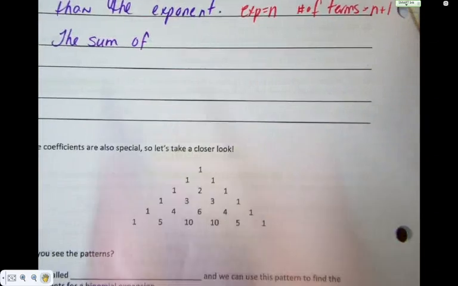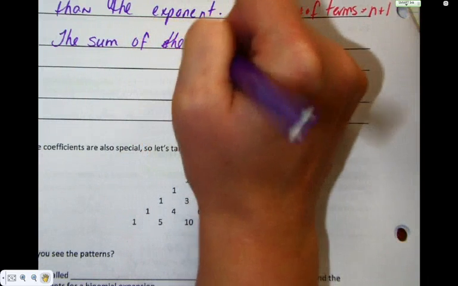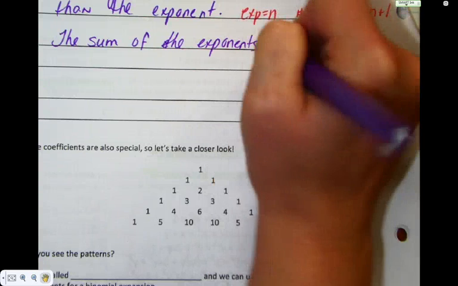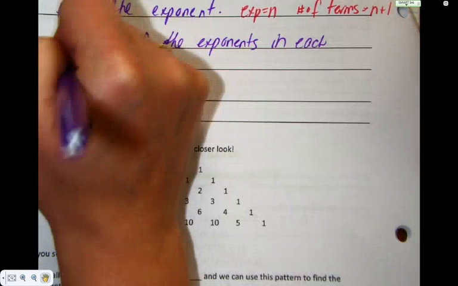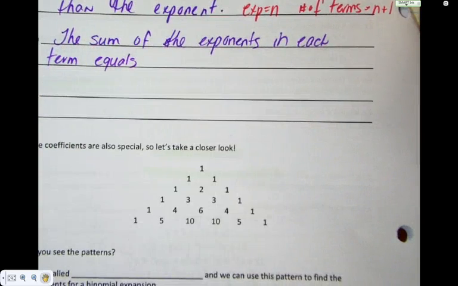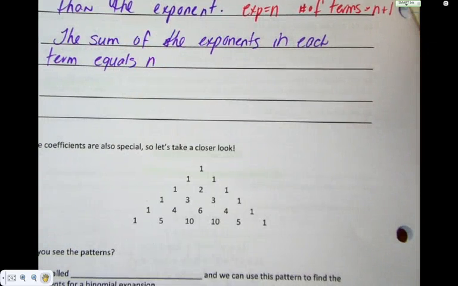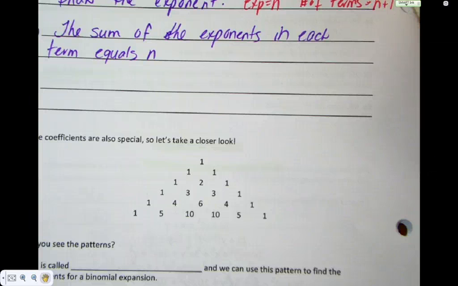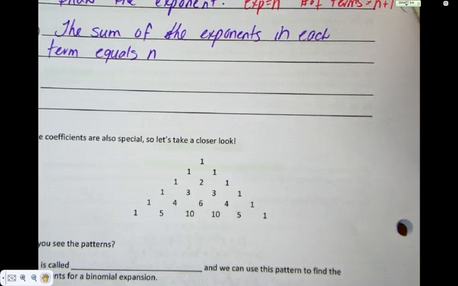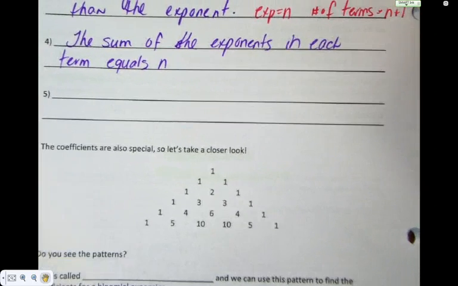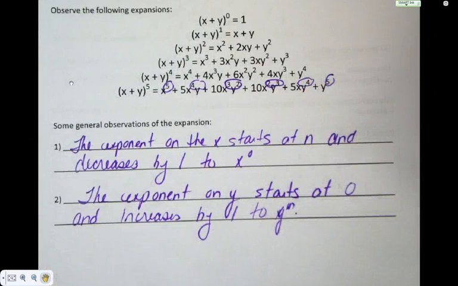The sum of the exponents in each term equals n. So we already know the number of terms. We already know what the x starts with and ends with. We know what the y starts with and ends with. We have a little check that we can do, the sum of the exponents, to make sure we're on track. The last piece, what we don't know yet, is the coefficients.